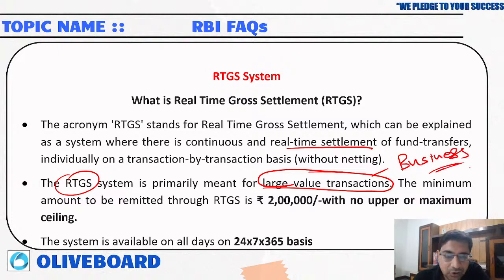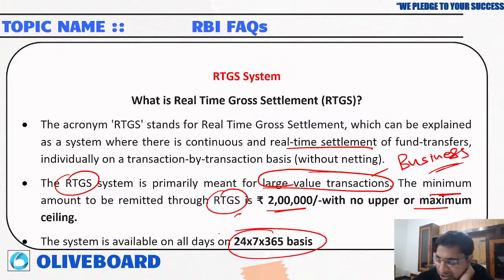people utilize this. The minimum amount you can transfer through RTGS is rupees 2 lakh, with no upper or maximum ceiling, and it is also available 24/7, 365 days.